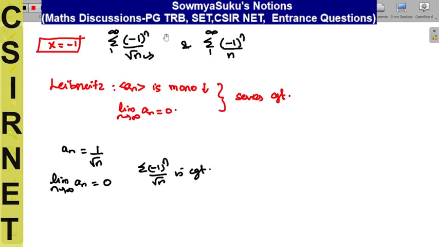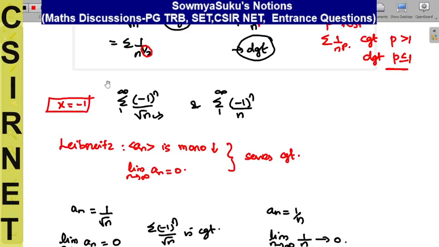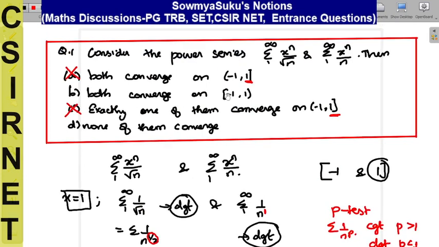Now I am taking the second series, a_n equal to 1 divided by n. Again, the limit of 1 divided by n tends to 0, so that is also convergent. So at x equal to minus 1, both are convergent.